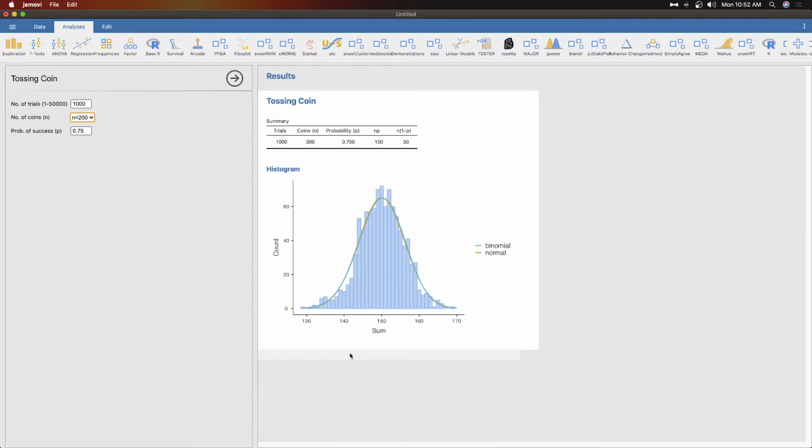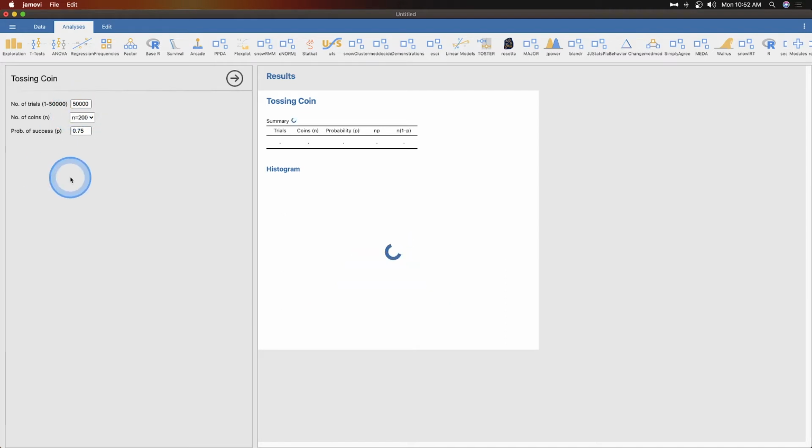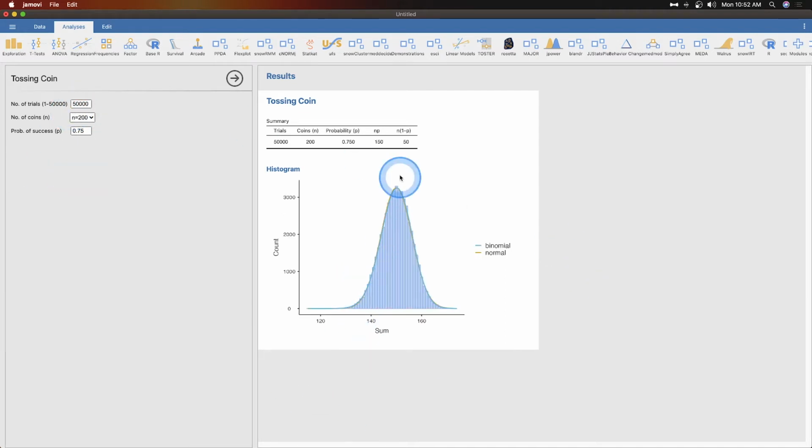And so that's what the central limit theorem is trying to tell you. If we put in 50,000 here, which is the maximum, my computer's working, you can see that the binomial distribution and the normal distribution do tend to overlap, but you end up getting this tail because we have a weighted coin here. If we make that a 0.25, you can see that the tail will shift to the other side, but not as stark, which is very cool.